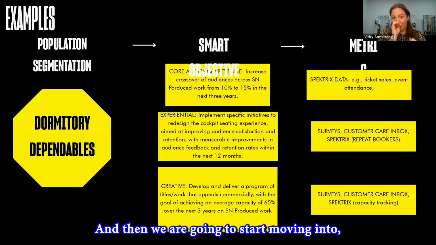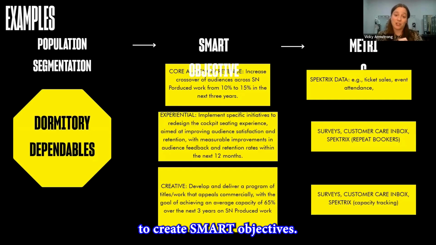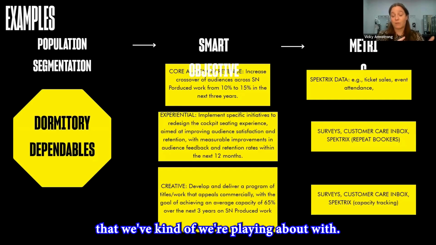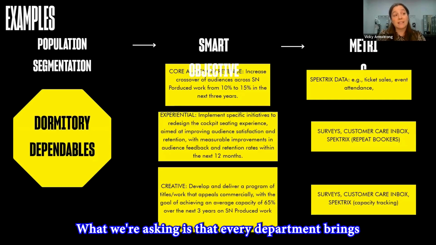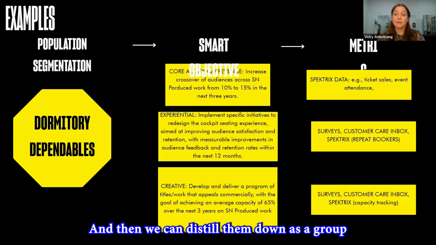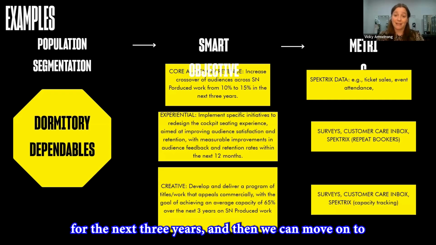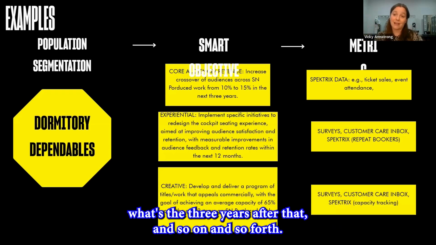And then we're going to start moving into using the population segmentation to create SMART objectives. There's just a few examples there that we're playing about with. What we're asking is that every department brings multiple SMART objectives, and then we can distill them down as a group into what we want to focus on for the next 3 years. And then we can move on to what's the 3 years after that, and so on and so forth.